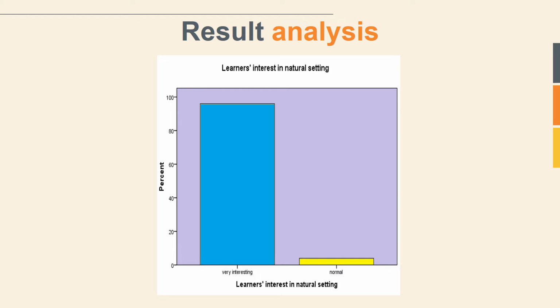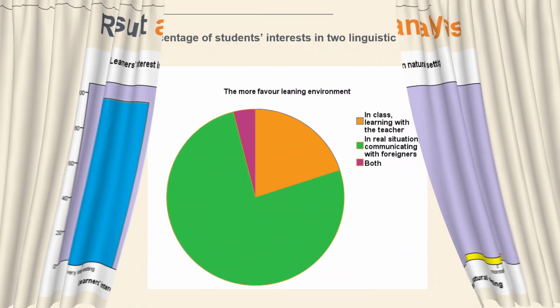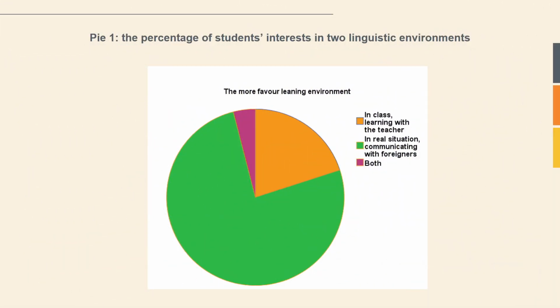So unlike the result from table 2, in table 3, a majority of students, as I have mentioned before, show their interest in learning with foreigners outside the classroom. The percentage of students who are keen on the natural setting is nearly twice as high as the classroom setting, 52% versus 96%. However, all students show a good attitude in both linguistic environments, but prefer talking with foreigners. So the result raises a big question for researchers to take into careful consideration.